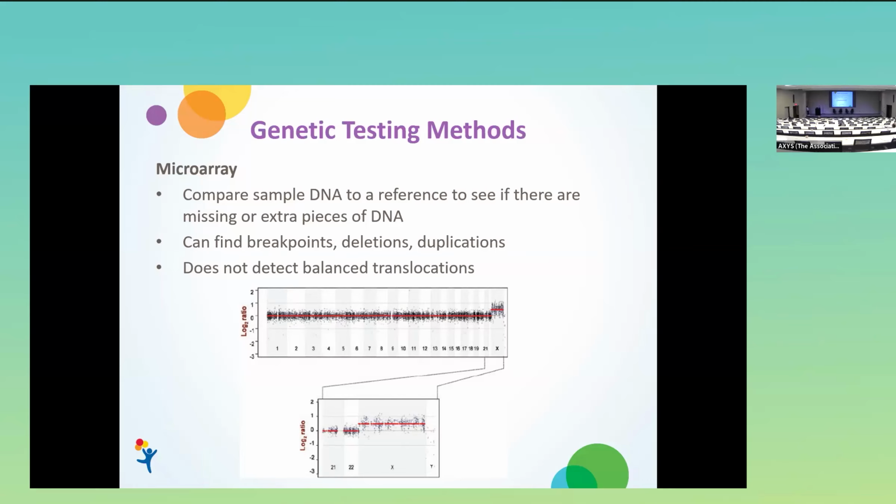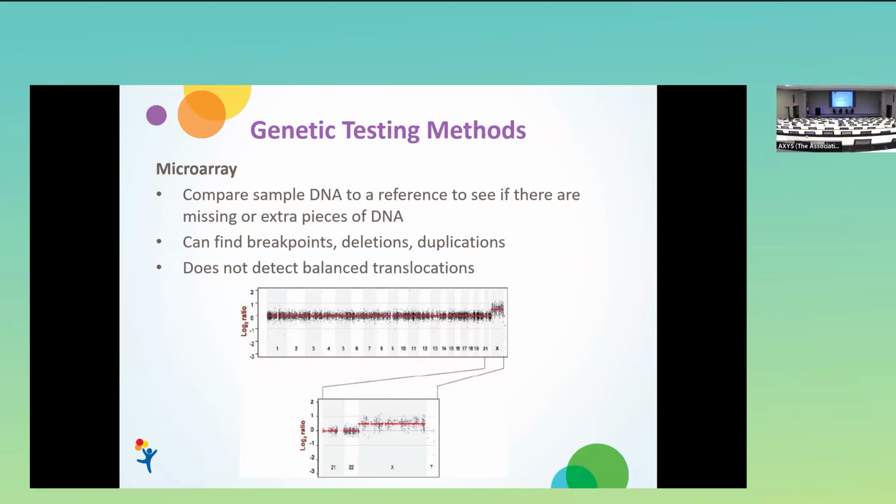I have a picture down here below that's a little bit complicated, so I'll break it down. If you see this big red line going across the numbers 1 through 22, that is indicating that there is a normal representation of the chromosomal material that we'd expect for those chromosomes. So these all have 2 copies.